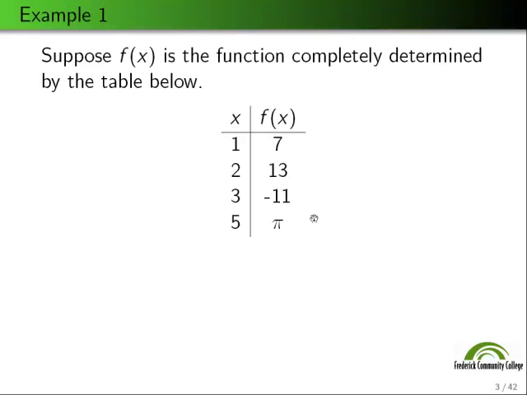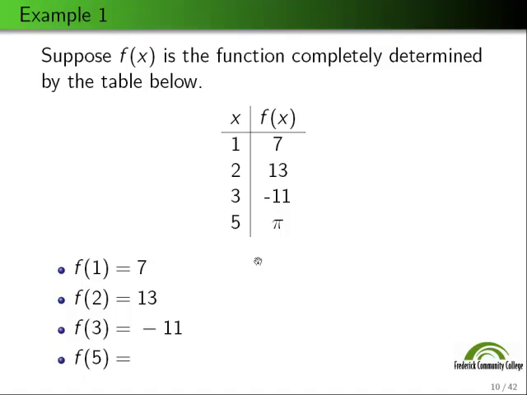Our first function here is defined as a table, and these are very straightforward. If we look at our function here, f of 1 corresponds to 7. That is, we put 1 into our function f, and it has an output of 7. We put 2 into our function f, and it has an output of 13. We put 3 into our function f, and it has an output of negative 11.